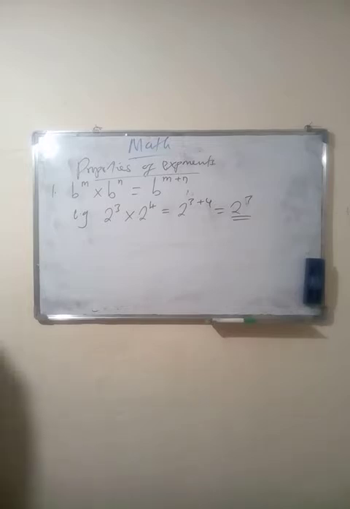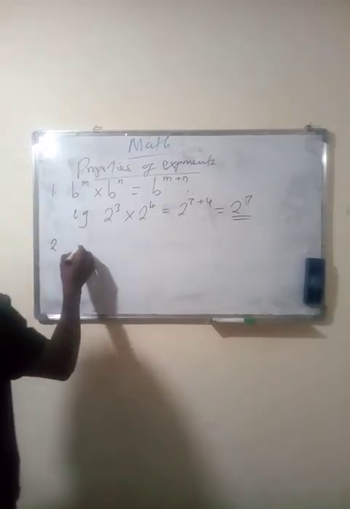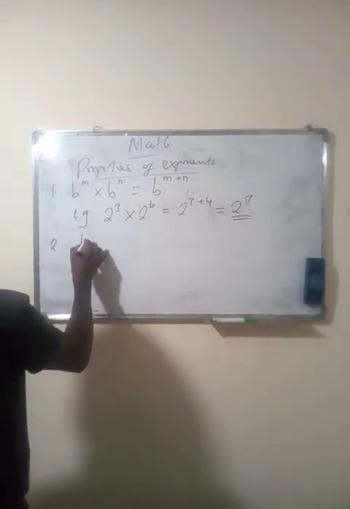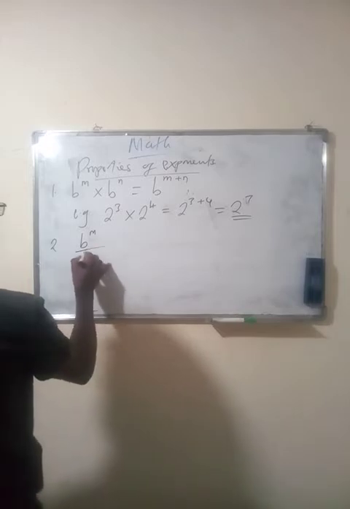Okay. So then the second property that we can talk about is, let's say, b to the power m divided by b to the power n.